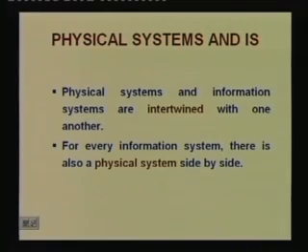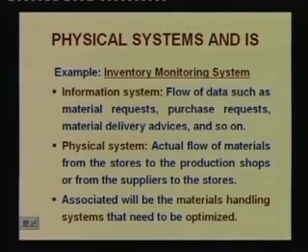Now, in an inventory monitoring system, we have basically a process where we want to have control on the inventory of a particular organization. In this inventory system, there could be something like the flow of data or material requests, purchase requests, material delivery advices, and so on. Whereas the physical system part could be the actual flow of materials from the stores to the production shop or from the suppliers to the stores. Associated will be the material handling systems that need to be optimized.